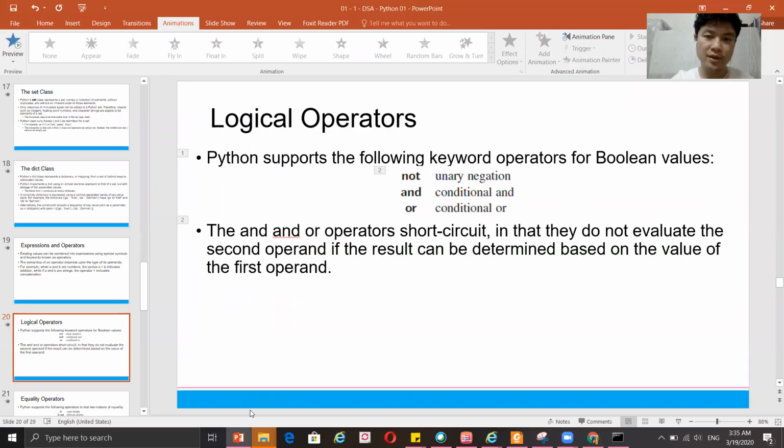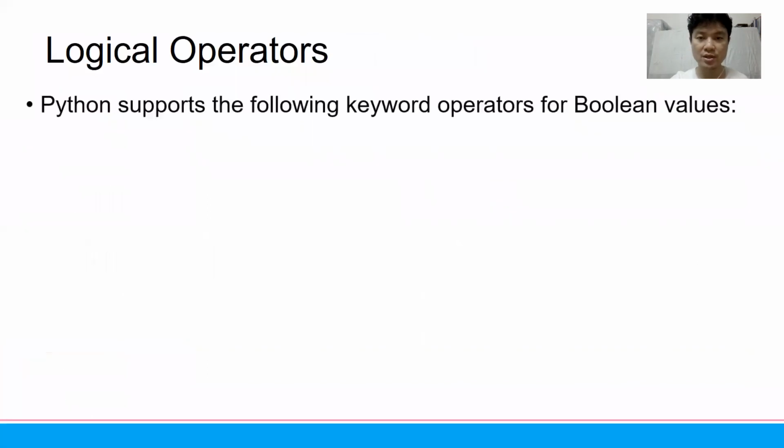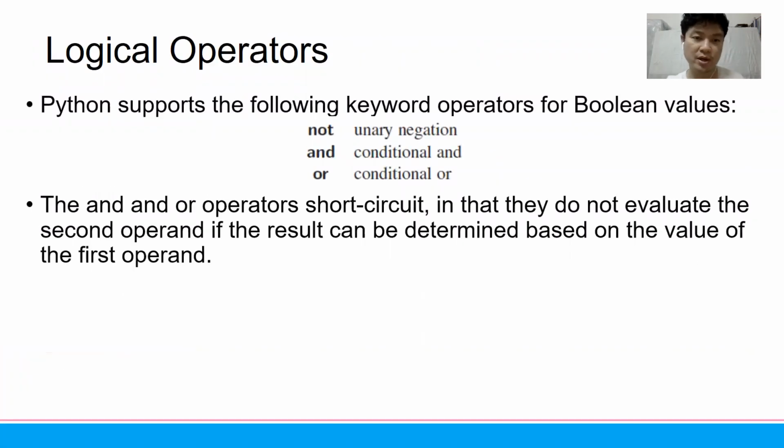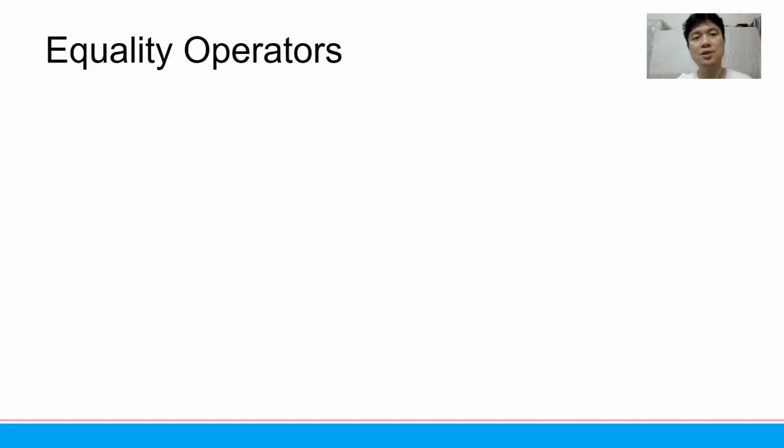In Python, we have the keyword operators for Boolean values: not, and, or. The and and or operators are short-circuit in that they do not evaluate the second operand if the result can be determined based on the value of the first operand. So if you already know the value of the first, then the other will follow according to that value.